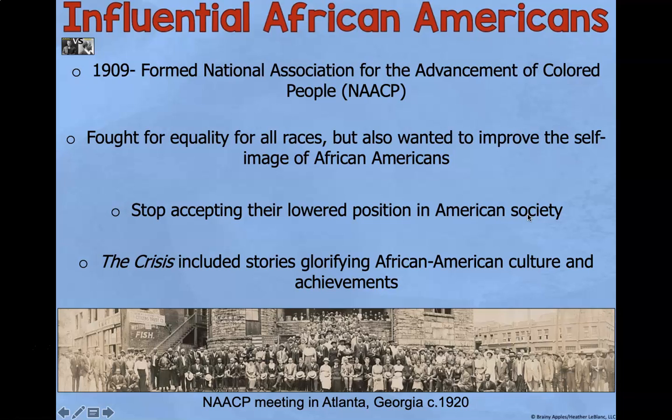They also believed that African Americans should stop accepting a lower position in American society. That if you truly want to be accepted as equal, you need to see yourself as equal and stop looking at yourself as less than. So The Crisis, I think this was a magazine, included stories glorifying African American culture and achievements. And this is an NAACP meeting in Atlanta, Georgia in 1920.